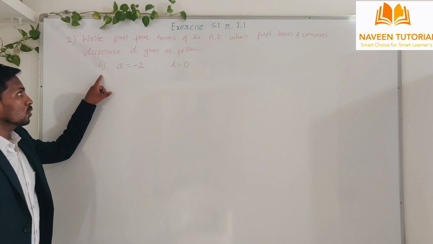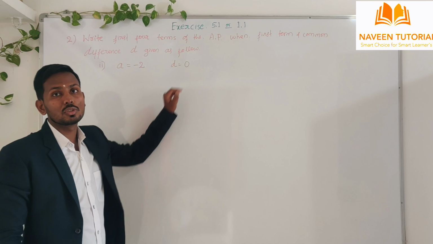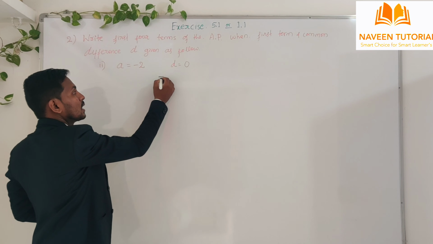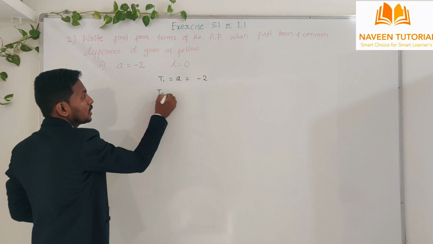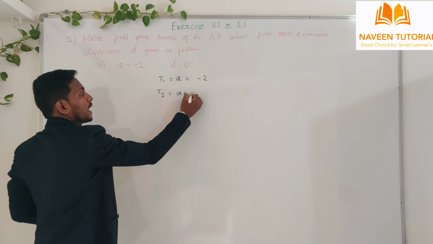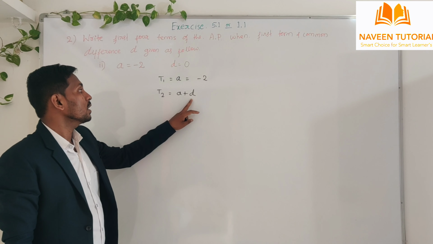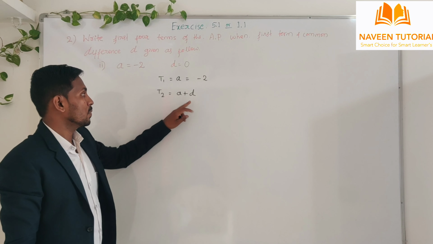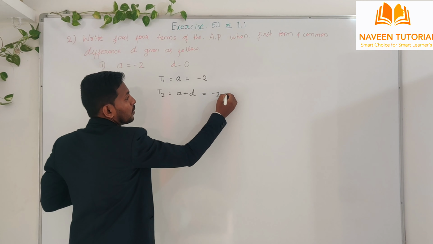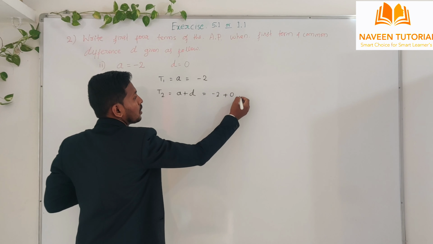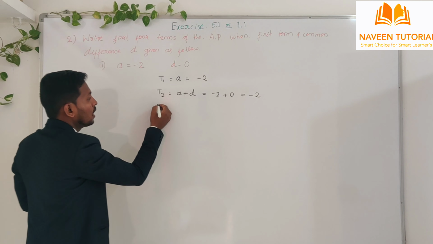Second main question, sub question 2: A is equal to minus 2 and the common difference D is equal to 0. For that, T1 is equal to A is equal to minus 2. T2 is the second term, A plus D, by the general form of an AP. So here the A value is minus 2 plus the common difference value 0. So finally we get the T2 value is minus 2.